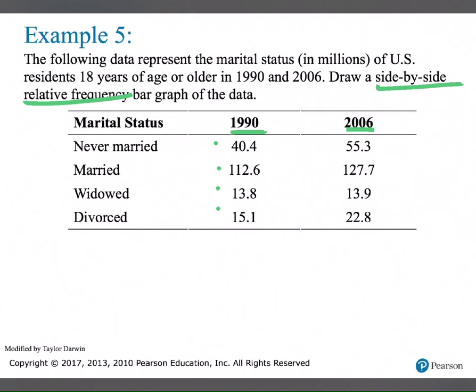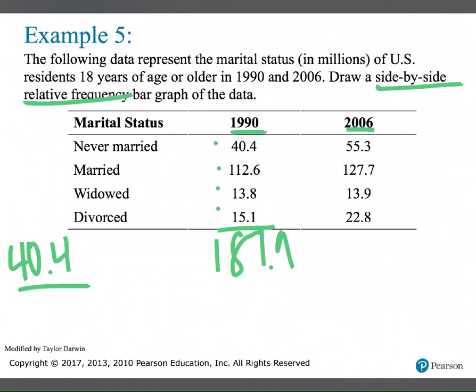And remember, to find relative frequency, I need to add all these together. 181.9 to get my total. And for example, for never married, I would do 40.4 divided by 181.9, and I get 0.2221. And so that's the number that I'm going to put there. And I'm going to put numbers for each one of them, and that's how I'm going to get those numbers.